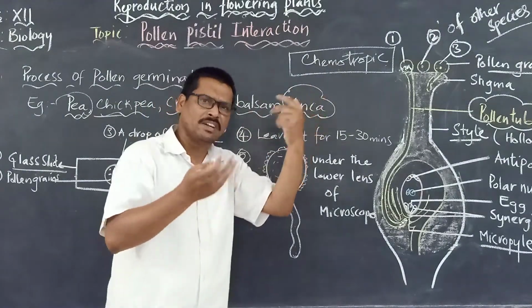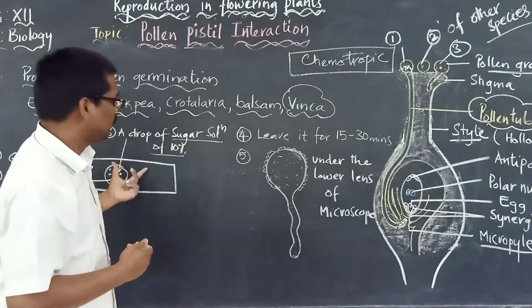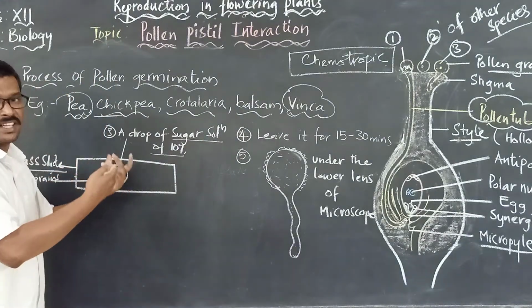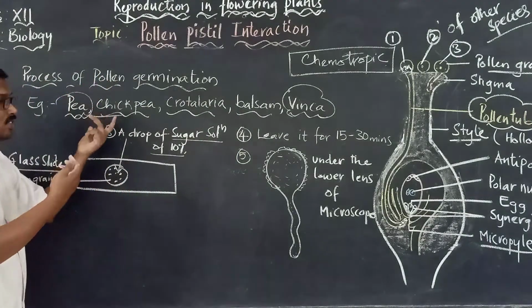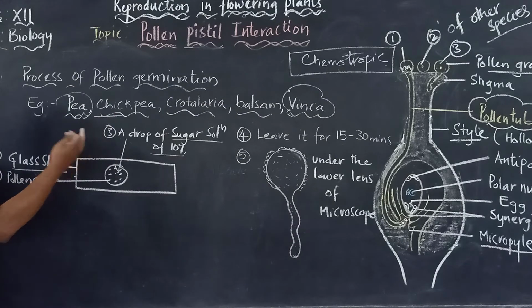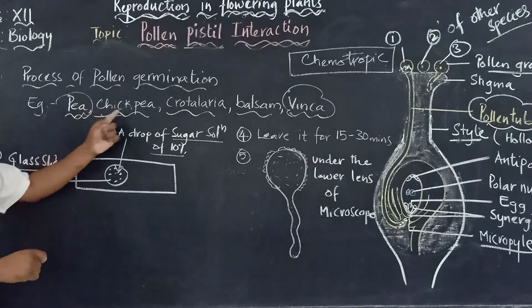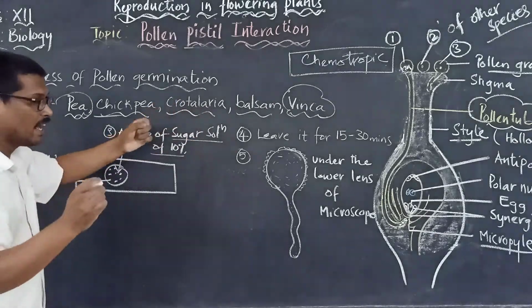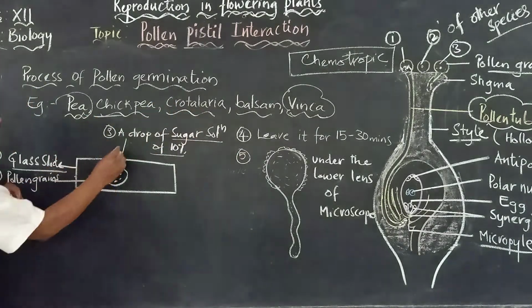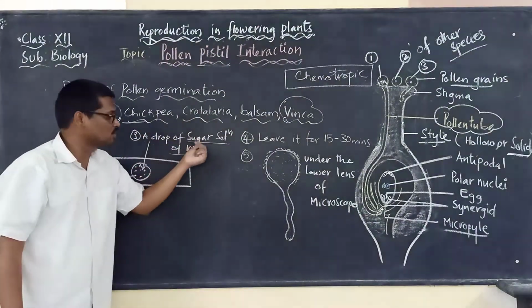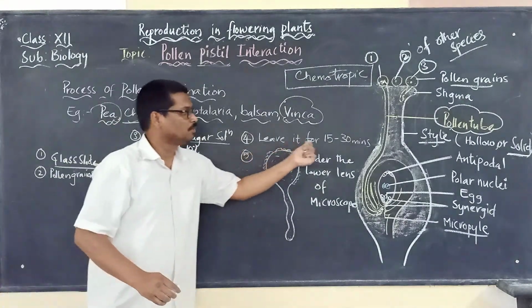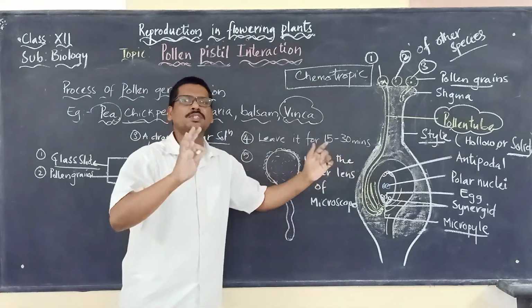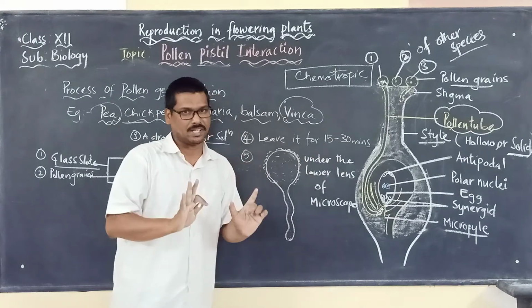Keeping that in mind, we are using that in our practical now. Practically we are trying to understand through a process how the pollen germination will take place. We take a glass slide, dust the pollen grains of any of these plant flowers, add a drop of 10% sugar solution, and leave it for about 15 to 30 minutes without disturbing it.